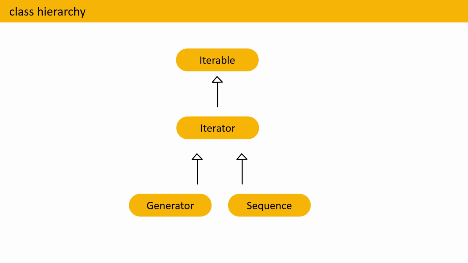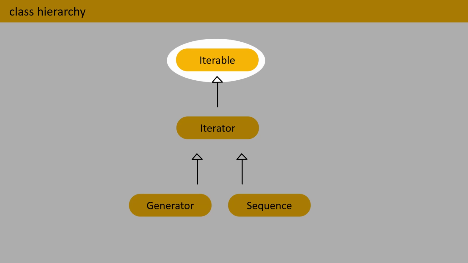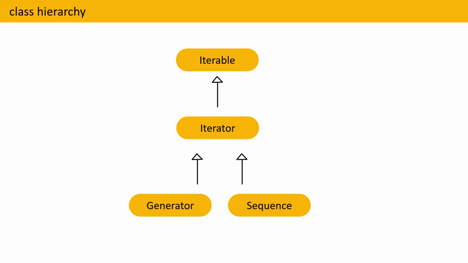Let us quickly recap the differences between iterables, iterators, generators and sequences. Here is a simplified class diagram. Iterables are at the top and characterized by having an __iter__ method. Any object with an iter method is an iterable and can be placed in a loop to iterate over its elements. Lists, for instance, are iterables.